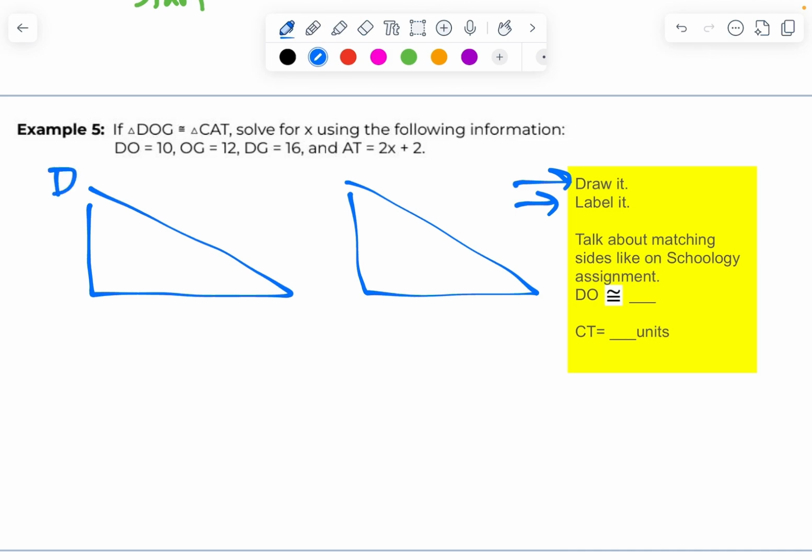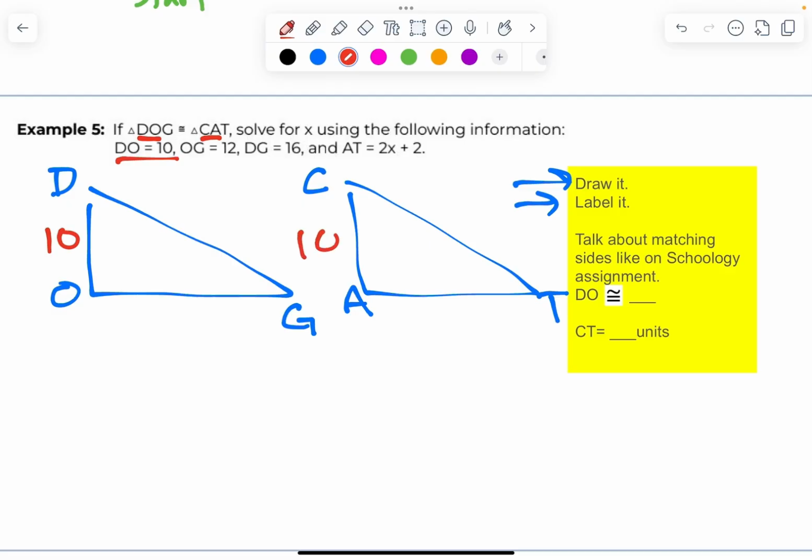If I start over here at D and then go down to O and then over to G, that means we would do the same order. We would start at C, go down to A, and then over to T, since I drew them facing the same way. If DO is 10, the side that matches it is CA. And if you'll notice, they're in the same orientation. They're both on that side on the left.